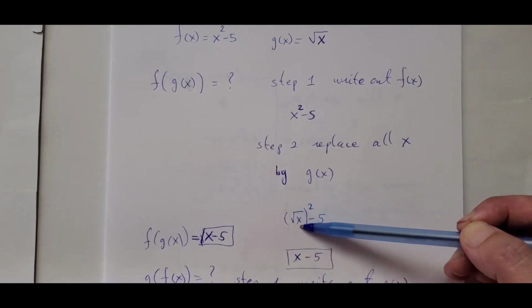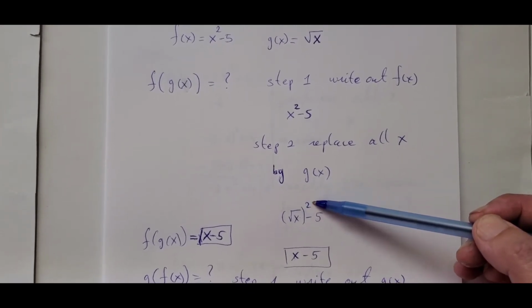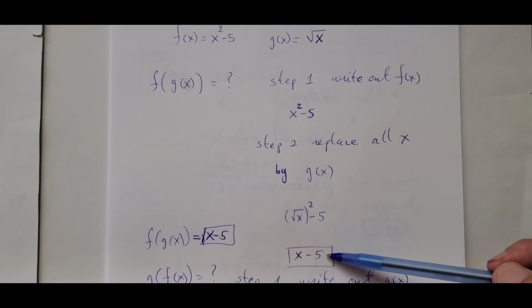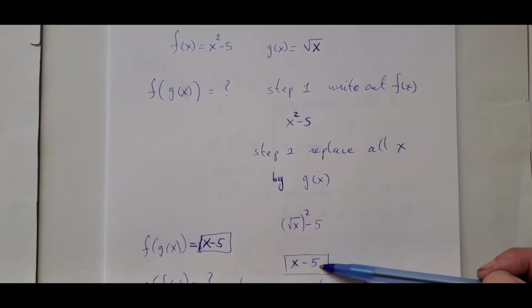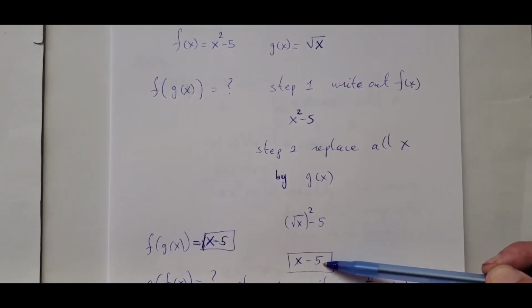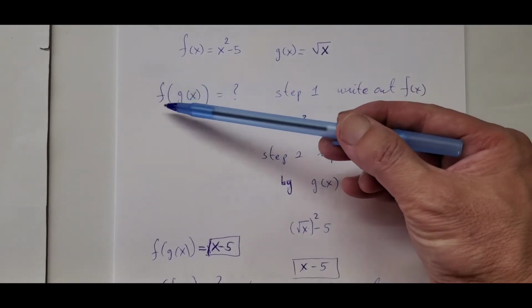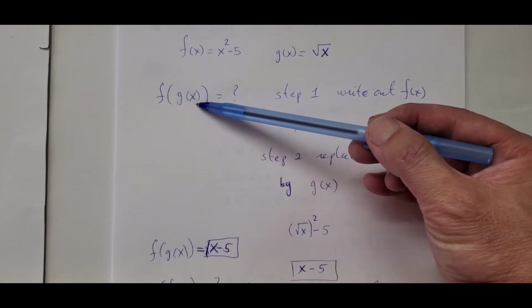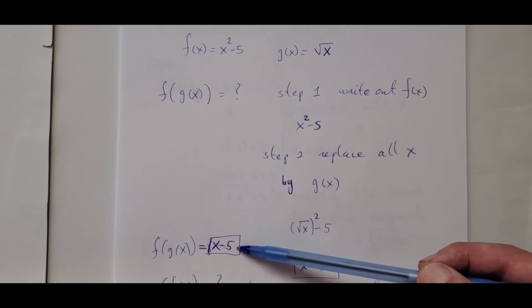The square root and the square cancel out, so I just have x minus 5, and there's nothing more to do here. It is already solved. So the answer for f of g of x is x minus 5.